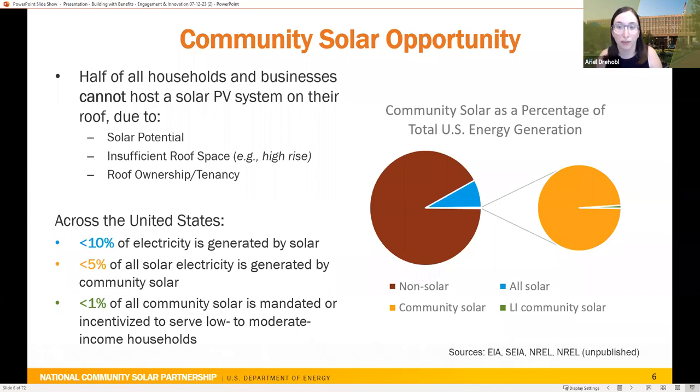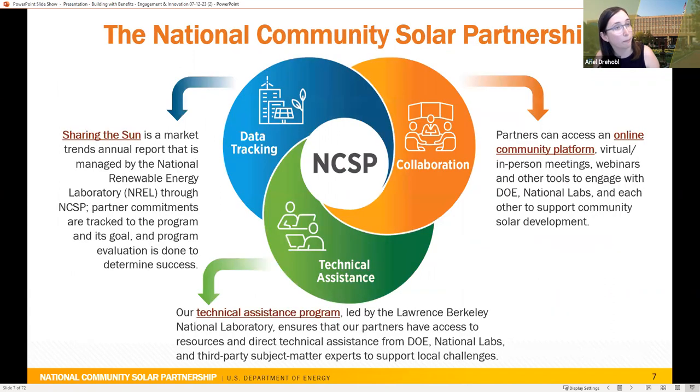To set the stage for today's conversation, I want to highlight and emphasize again the opportunity for community solar nationally, as well as where we currently are in terms of access and innovation within the industry. A recent study from NREL found that about half of all households and about half of businesses are not able to host solar PV on their roofs due to a number of barriers, which means that community solar really can be a great option for accessing the benefits of solar energy for many households within the United States today. In order to build towards a more equitable energy system, we really need to ensure that community solar is more widespread and accessible to all households, and that's the goal of the National Community Solar Partnership.